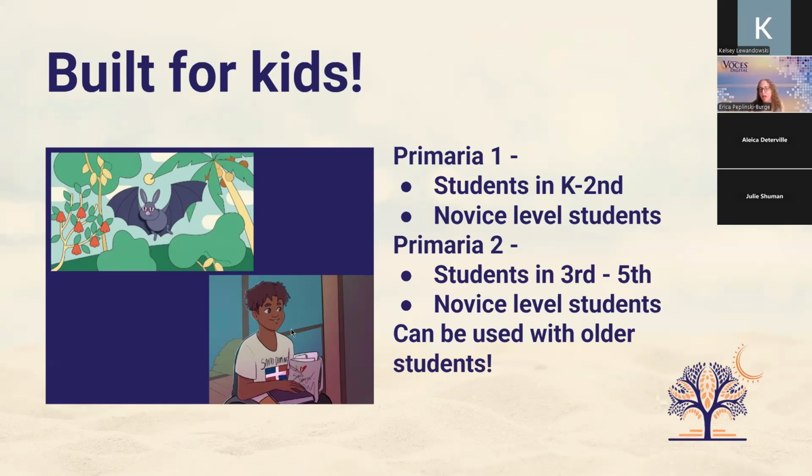And then the lower picture you see is from Primaria 2. It's intended for students from third to fifth grade, novice level students, but it can be used with older students. Primaria 2 follows the same group of kids, all from different Spanish speaking countries, and some of them are friends, and they are present in all of the stories, so you kind of get to know them. And then my favorite part is the very last story. They meet in Chile at a music festival, and they kind of all become friends. So it's kind of fun because you get to know the kids and their personalities throughout the series.